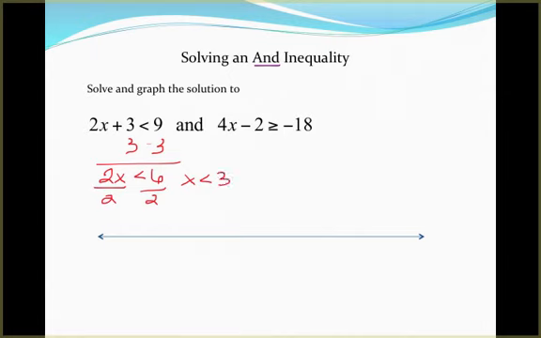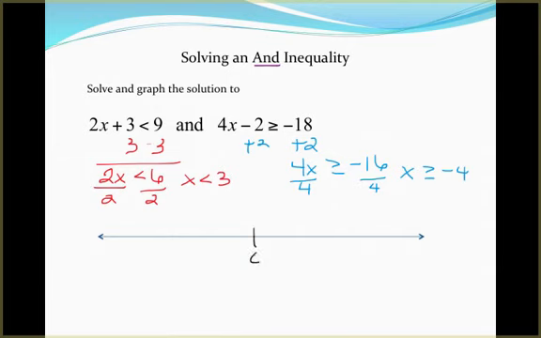Now we'll do the same thing to the other inequality, and we're going to add 2 to both sides and get that 4x would be greater than or equal to negative 16, divide by 4, and x would be greater than or equal to negative 4. And now what we want to do is graph the solution. So I'm going to actually graph each of those solutions in different colors, and then we'll see how we graph the solution to the entire problem.